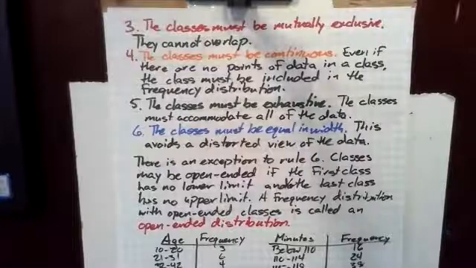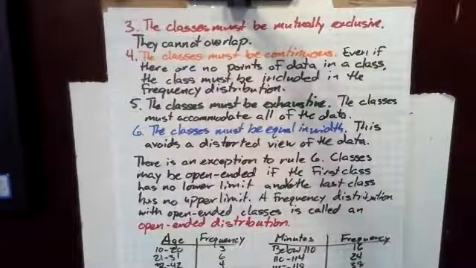Third, the classes must be mutually exclusive. They cannot overlap. Fourth, the classes must be continuous. Even if there are no points of data in a class, the class must be included in the frequency distribution. Fifth, the classes must be exhaustive. The classes must accommodate all of the data. You can't have any piece of data that's sitting out there without a class.